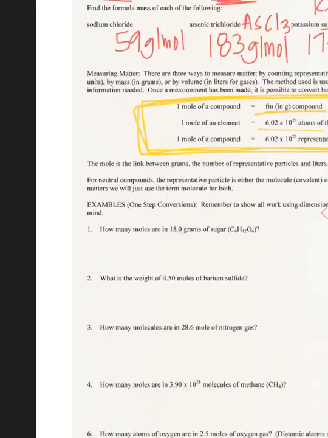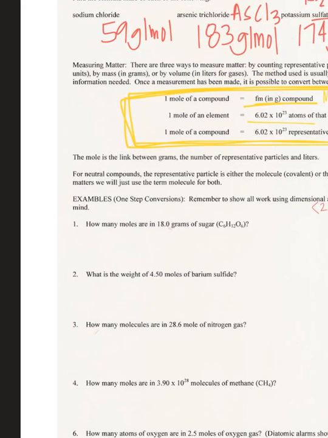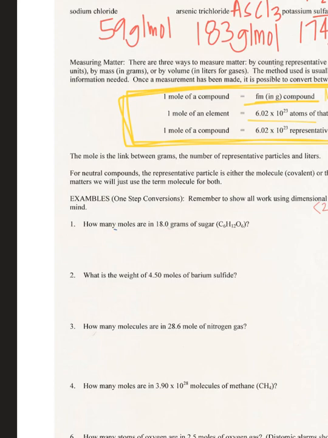Okay, let's go over here and let's do our first one. So they want to know how many moles, so we're looking for moles, are in 18 grams of sugar. So remember, you always start with what you're given.